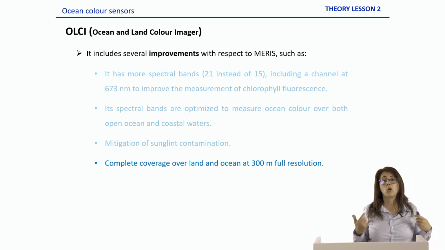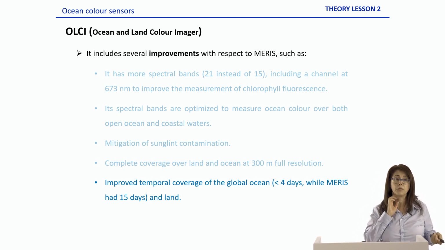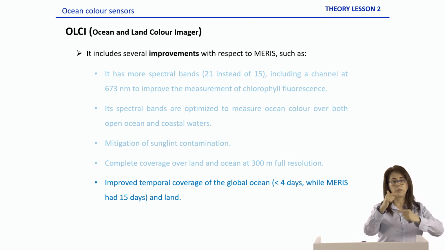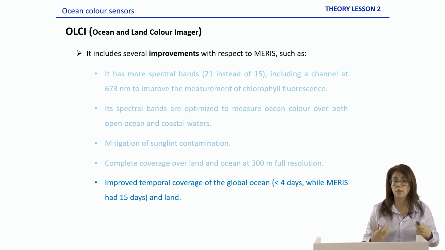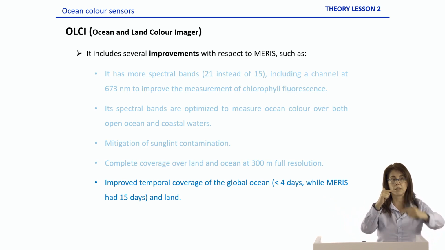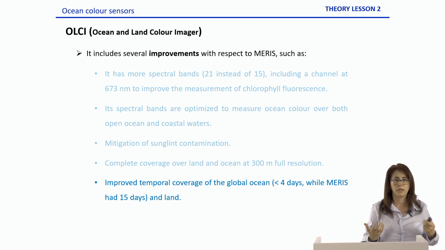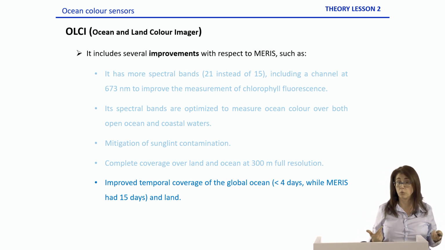It provides a complete coverage over land and ocean at a full spatial resolution of 300 meters, so it's quite a good spatial resolution. And it also has an improved temporal coverage of the global ocean. It actually has a revisit time of less than 4 days, while, for example, if you remember, in MERIS, the revisit time was 15 days. So that didn't make it suitable for short-lived harmful algae blooms.